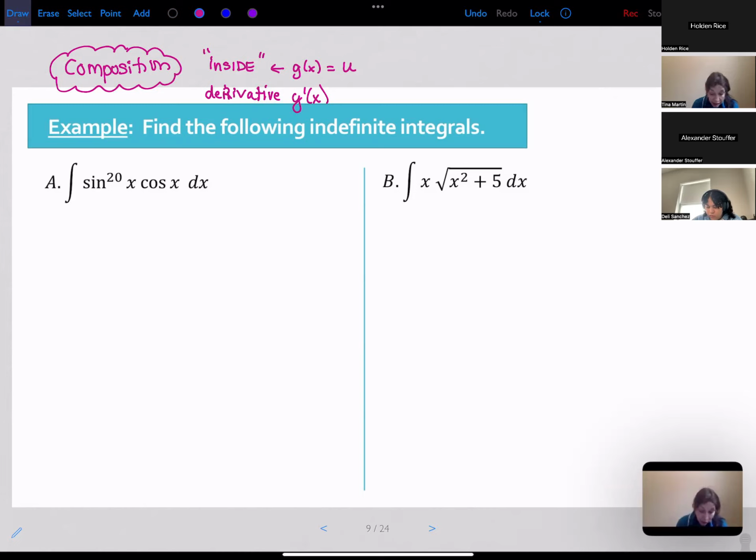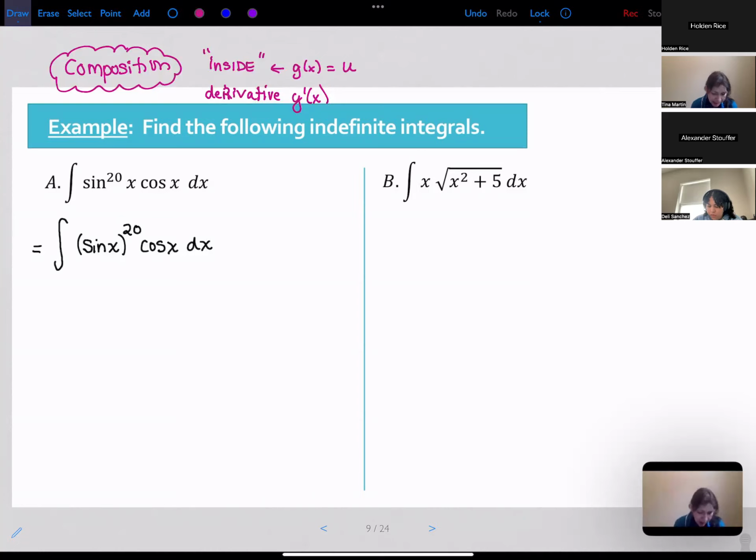Okay, sine to the 20th of x times the cosine of x. Do you guys see a composition? By the way, I'm going to rewrite this just so everybody knows. Sine raised to the 20th of x is sine of x to the 20th power. I'm not quite sure why mathematicians don't write it like that, because I think it's easier, but probably because of shorthand notation, they wrote it the other way.